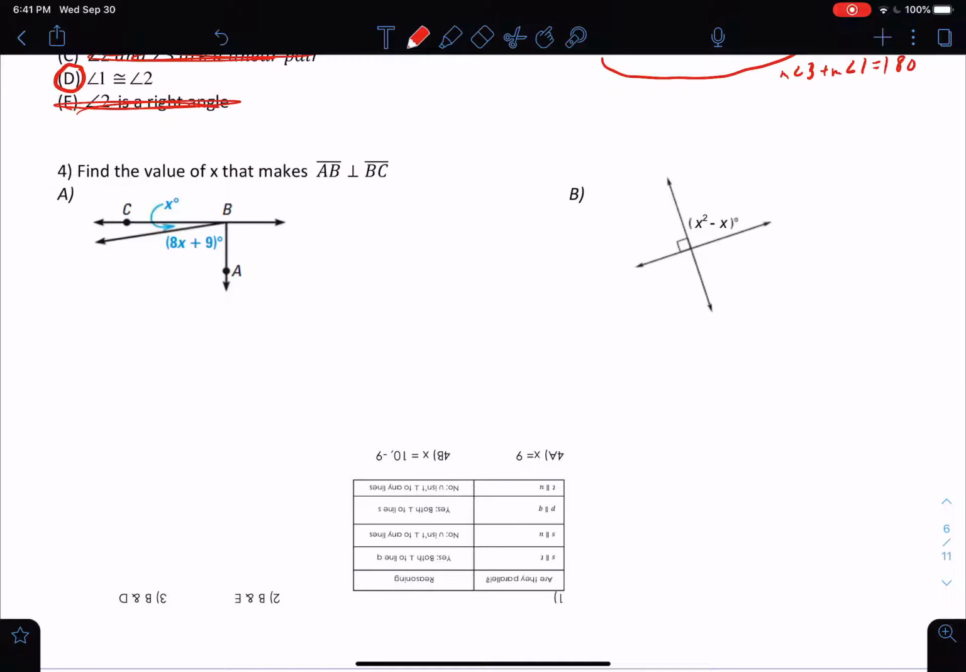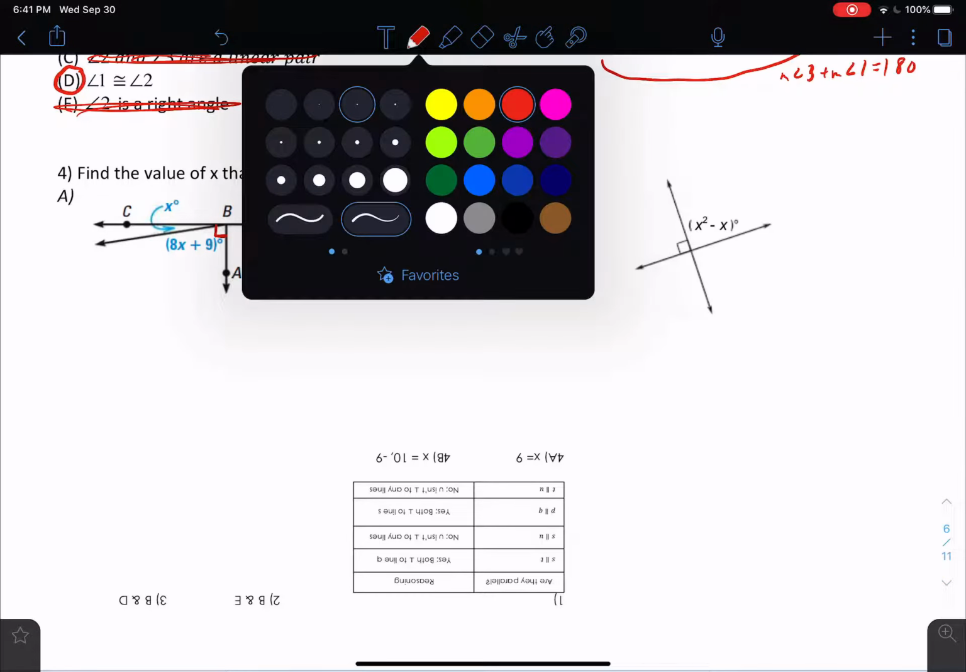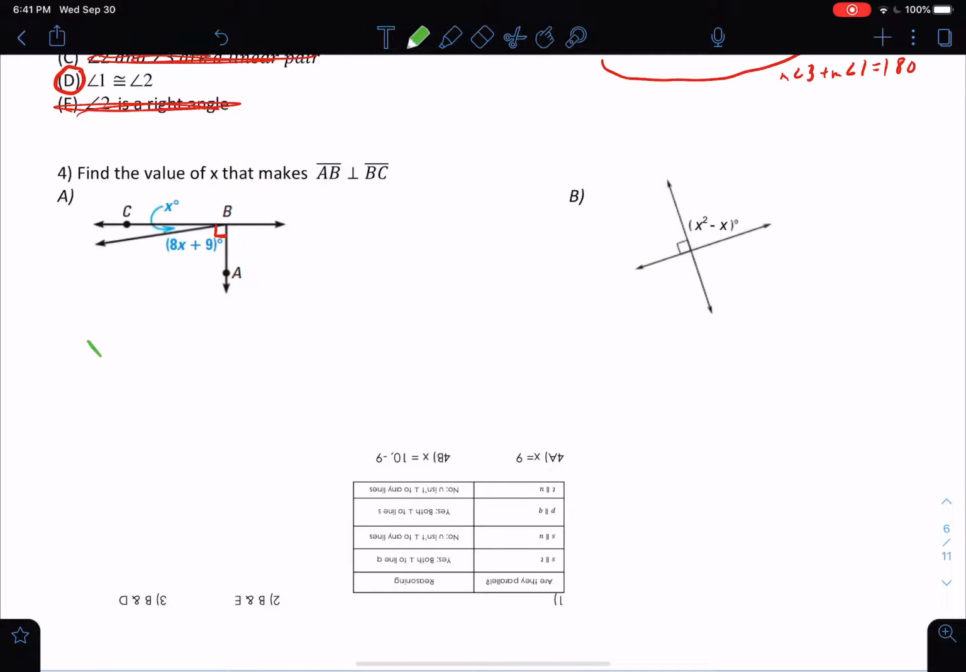All right, so find the value of x that makes AB perpendicular to BC in part A, which means this is a right angle if they're supposed to be perpendicular. So if they're perpendicular, that means the x and the 8x plus 9 are complementary. They have to add to 90 degrees. So part plus part equals whole, which is 90.